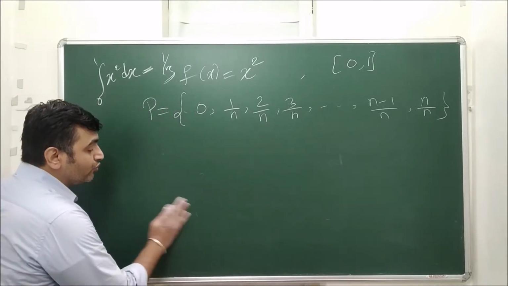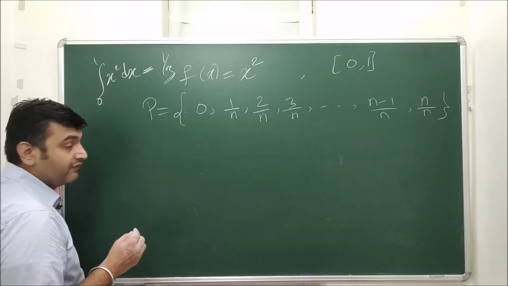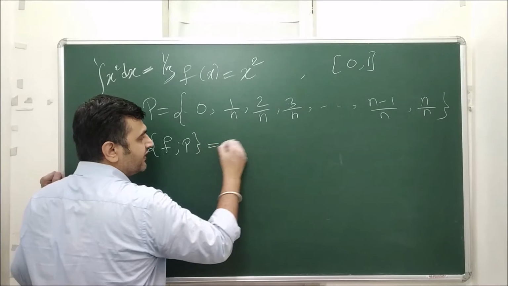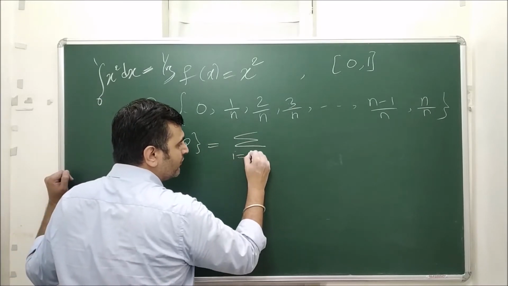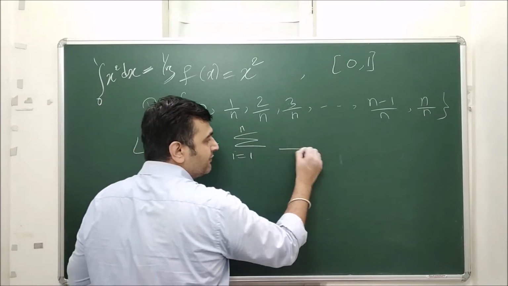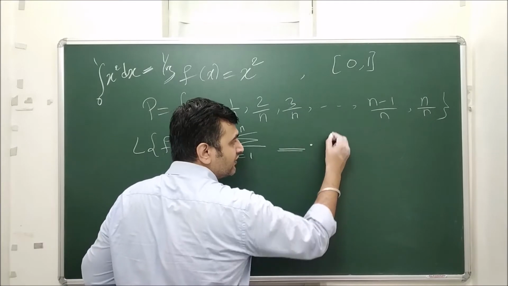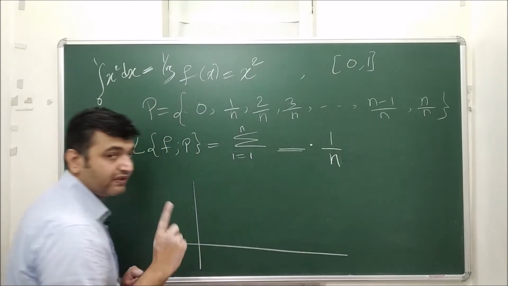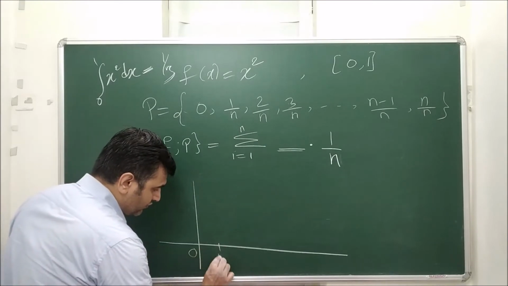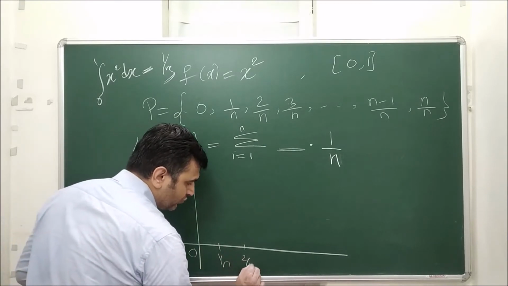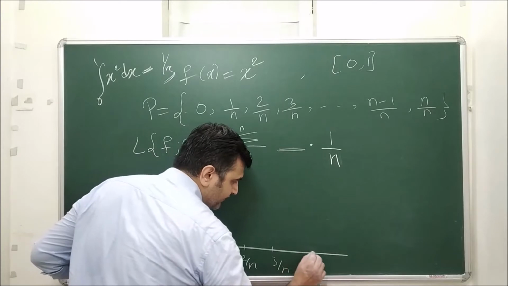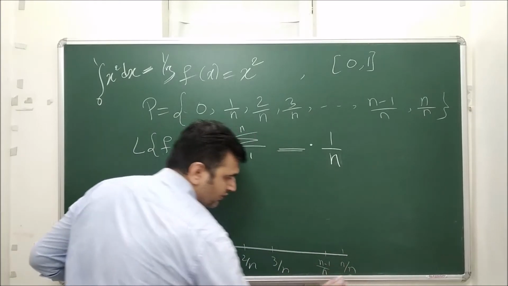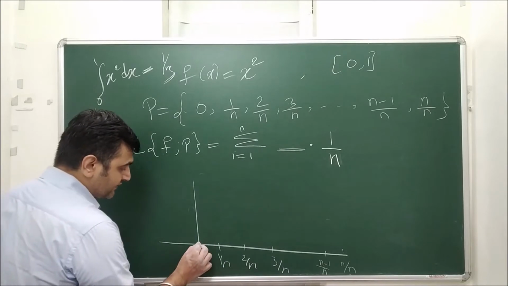Okay, now what do you do? You find the lower sum, L(P, f). So what is my L(P, f)? It is the summation i goes from 1 to n of the minimum value of the function into the length of the subinterval. The length of the subinterval is nothing but 1 by n. So the points are 0, 1 by n, 2 by n, 3 by n, n minus 1 by n, n by n. And what is the function? x square. So it's a parabola.